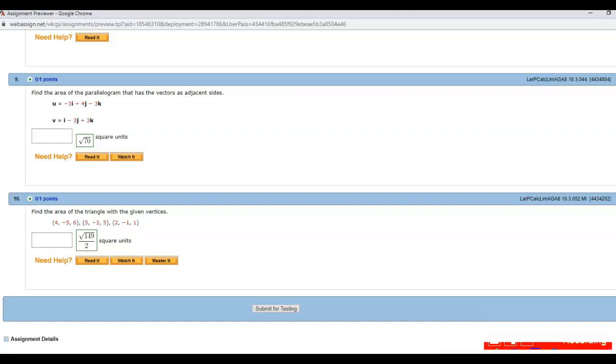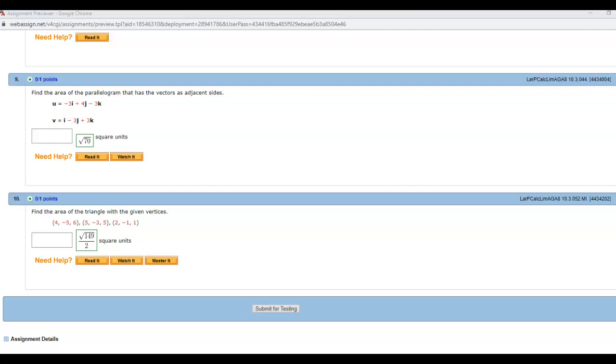And then 10. What does 10 say? Find the area of the triangle with the given vertices. So here's the trick to doing number 10. You have to pick one of the points and go towards the other 2. So picture 3 coordinates in a 3-dimensional space, right? You can do a vector from one to the other 2. You see what I'm saying?